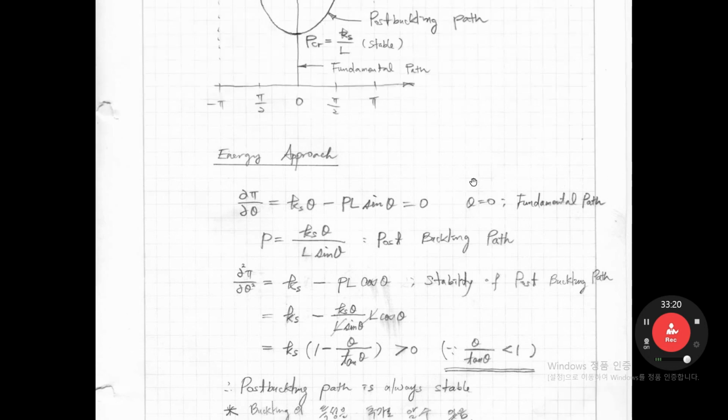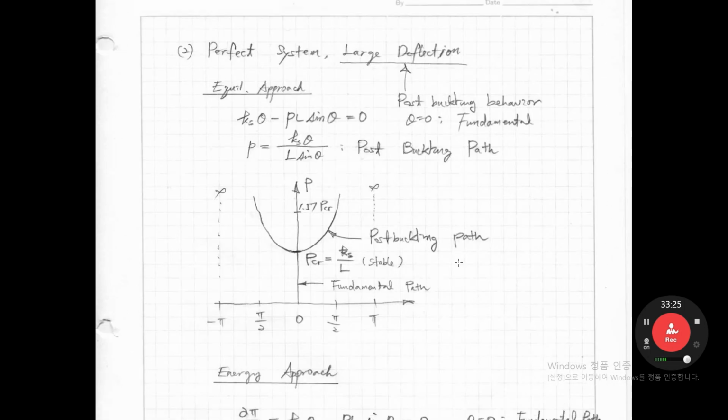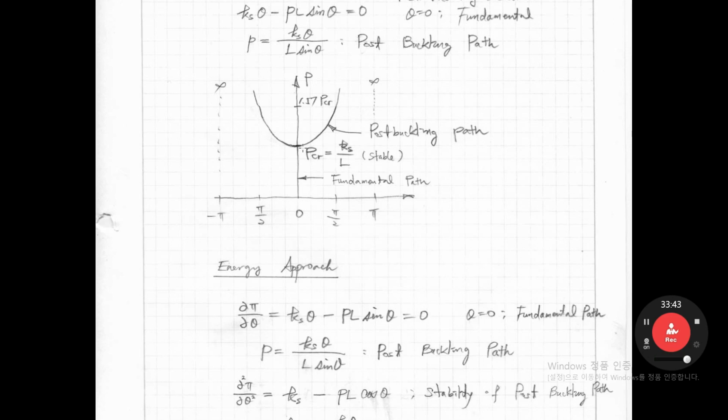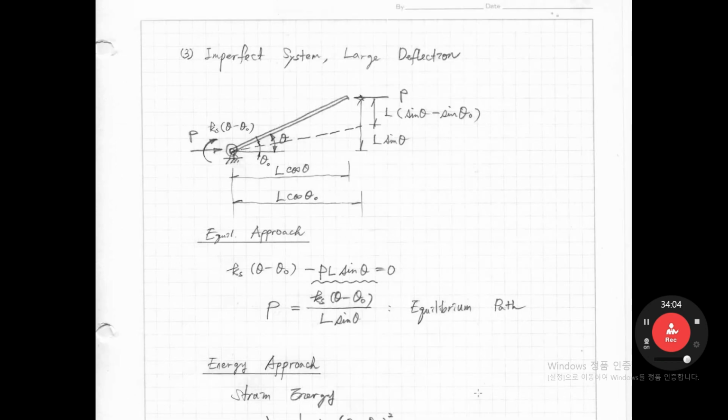So if we use the energy approach, we can get additional information. What is that? We can get the stability of the post-buckling path, I mean whether it is stable or unstable. We can get some nature, some characteristic, of the post-buckling path.